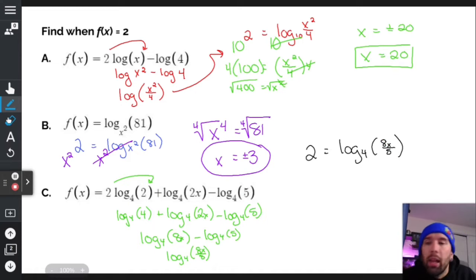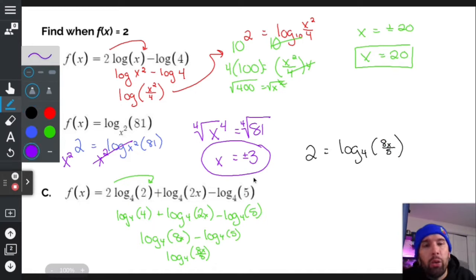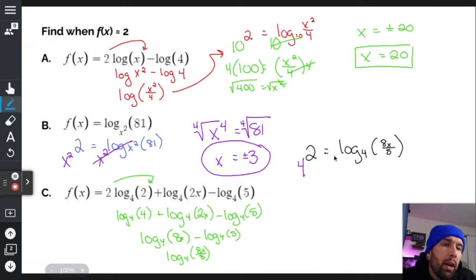In order to get rid of that log base 4, take 4 to the power of both sides. So 4 squared, 4 to the log base 4 cancels that out. 4 squared is 16. 16 equals 8x over 5. Multiply both sides by 5.